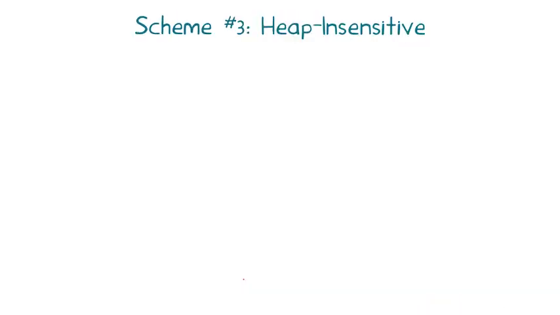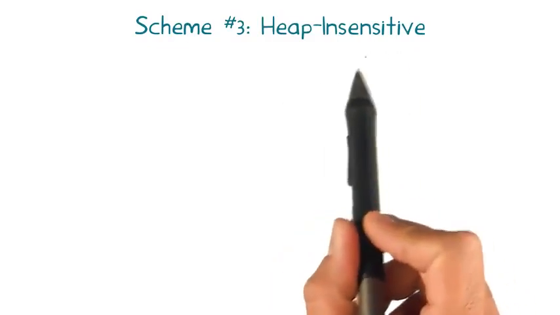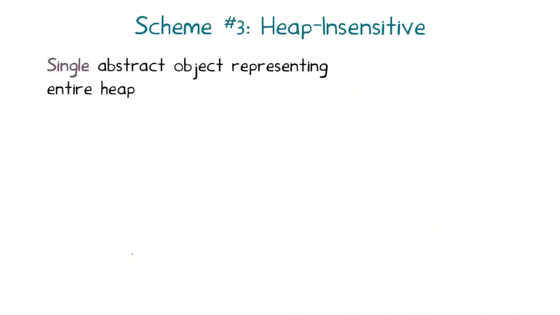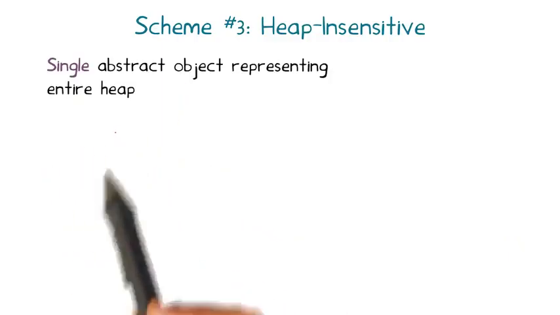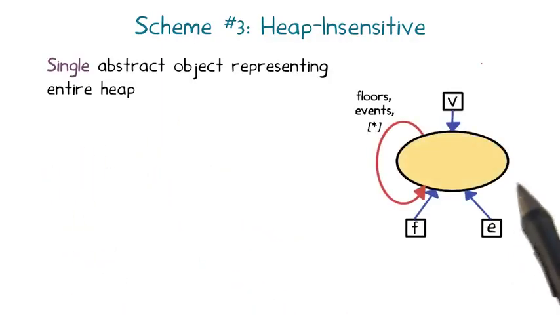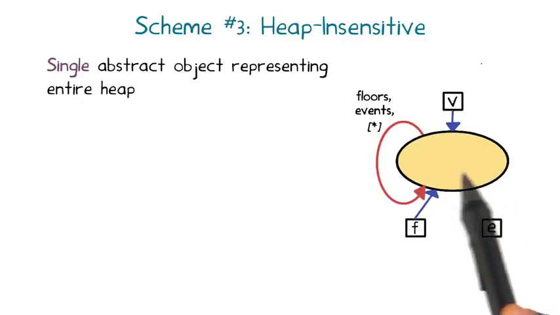Yet another heap abstraction scheme is one that does not make any distinctions between dynamically allocated objects, which we will call the heap insensitive scheme. This scheme uses a single abstract object to model the entire heap. Here is the points-to graph that would be computed for our example elevator program by a pointer analysis using the scheme. Notice that it contains a single oval representing the entire heap.